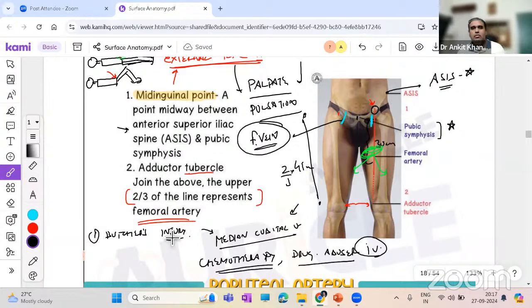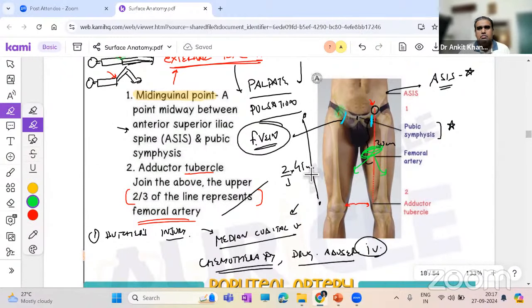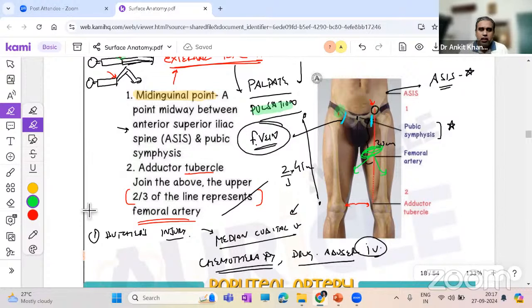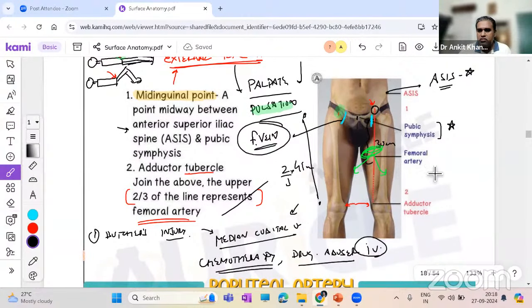Now how to locate the femoral vein? Simply put your finger over the femoral artery. How? Just at the midinguinal point, putting a finger over here, you will definitely palpate the femoral artery due to its pulsations. Now you just go needle to it. At 90 degrees your needle will go directly inside the femoral vein, and then you can take the venous blood out of it. That is known as a femoral tap. It is given a special word, femoral tap.